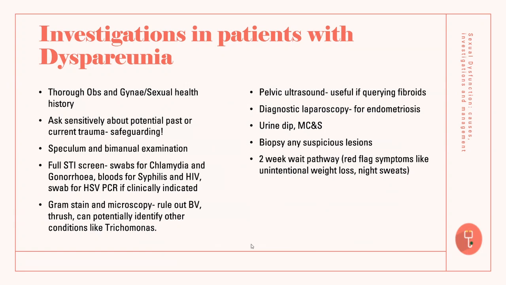Urine dip and an MSU, again, very easy, very quick, can be done in any healthcare setting, and it can give you a really easy fix. If you find out that they've got a raging UTI, you can treat them with antibiotics, and that can help a lot of people. If you see any suspicious lesions, biopsy.